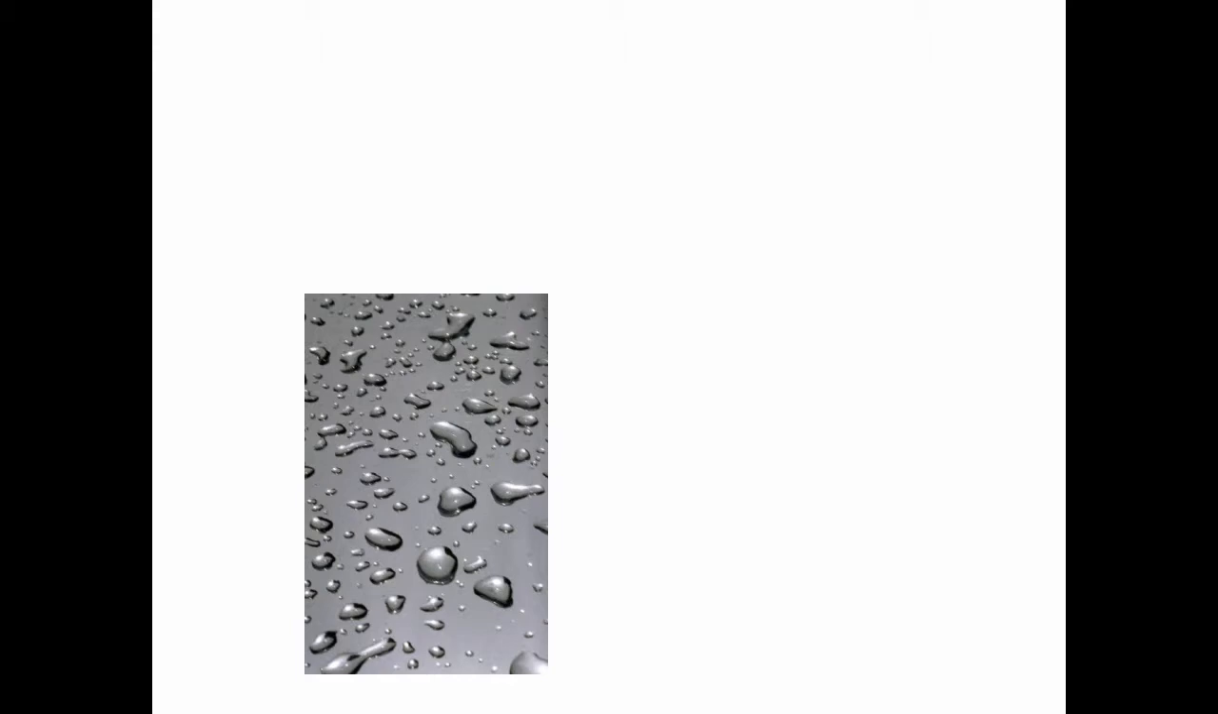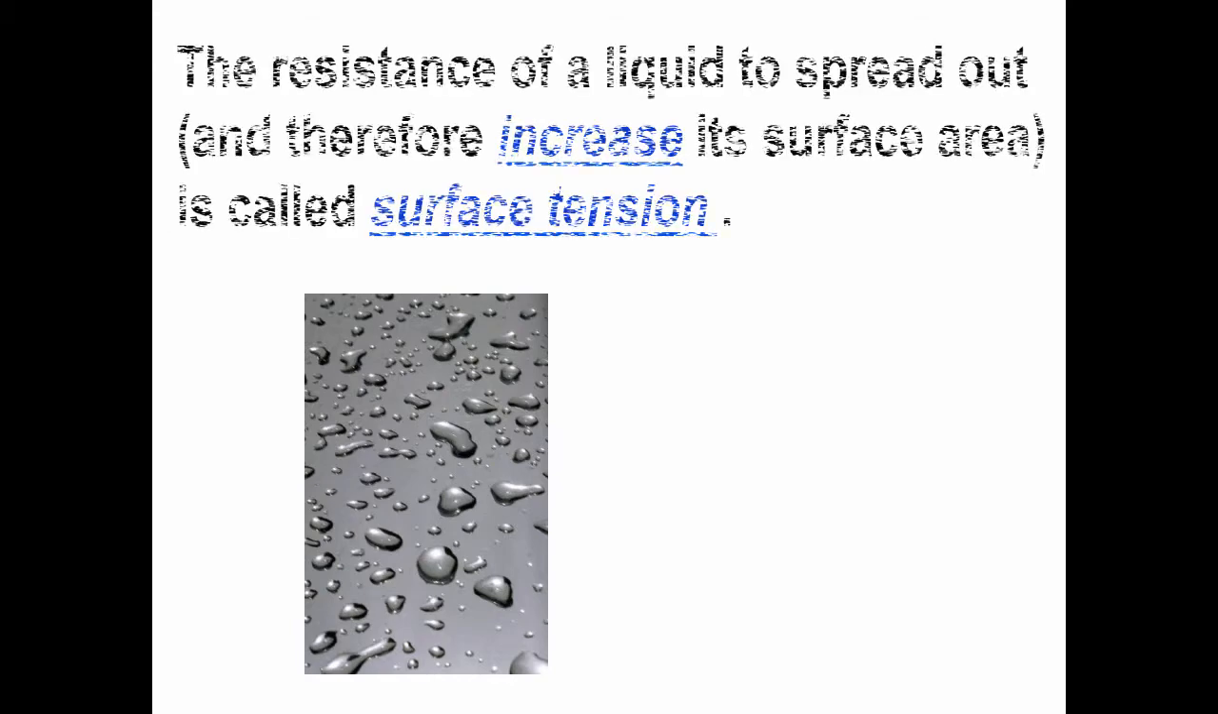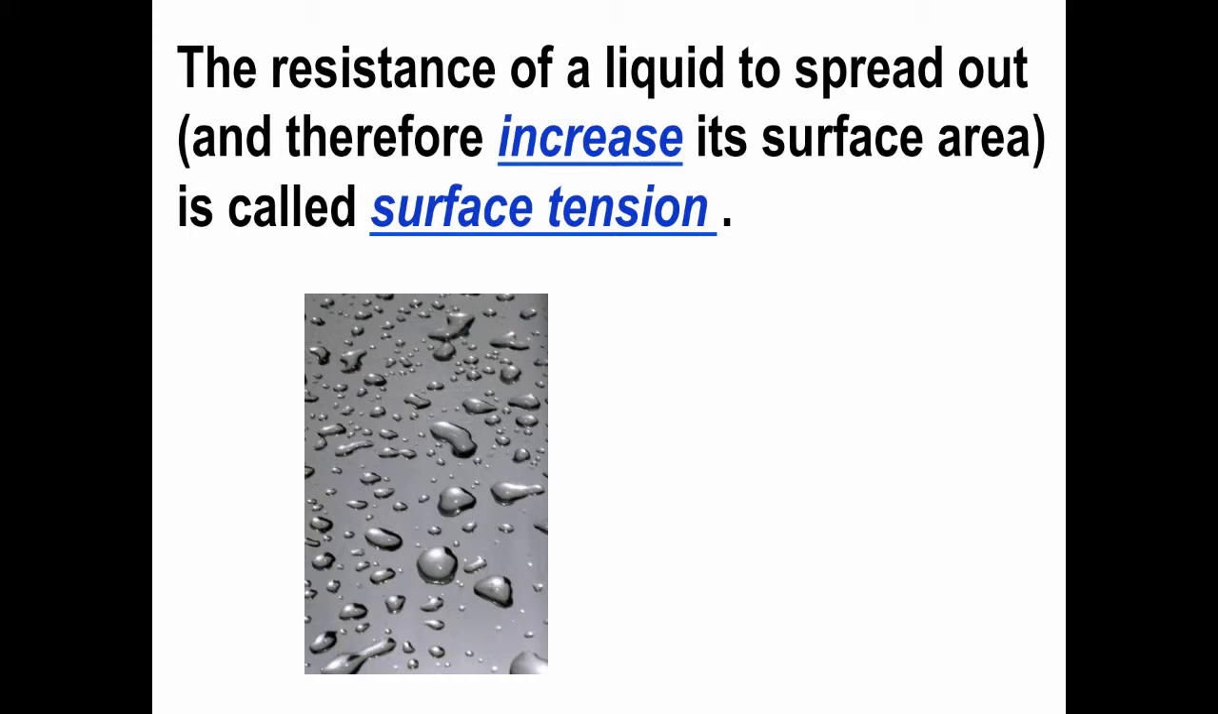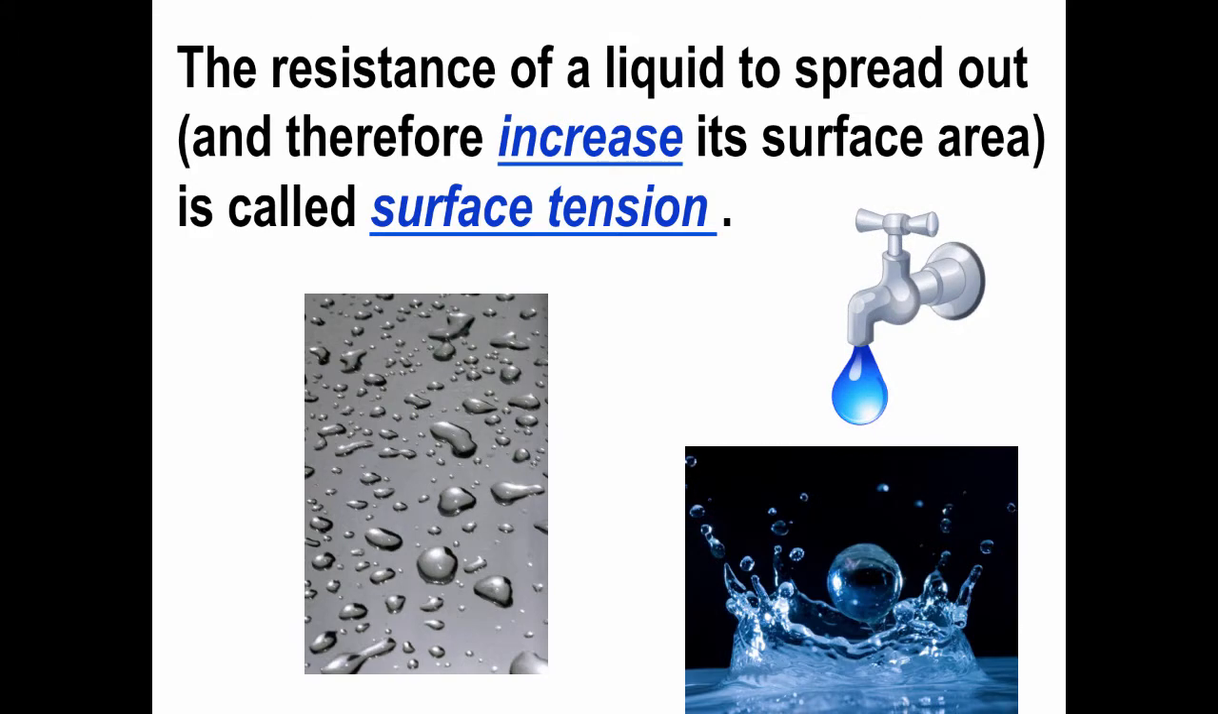Another property is something you've seen when you've seen water droplets bead up on a waxed car or on a granite countertop, and that is something called surface tension, which is the resistance of a liquid to spreading out. And when the liquid spreads out, it increases its surface area, and things that tend to not spread out, that tend to stick together in little beads of the liquid, have a high surface tension. So water has a high surface tension. It forms droplets. So does the liquid metal mercury.